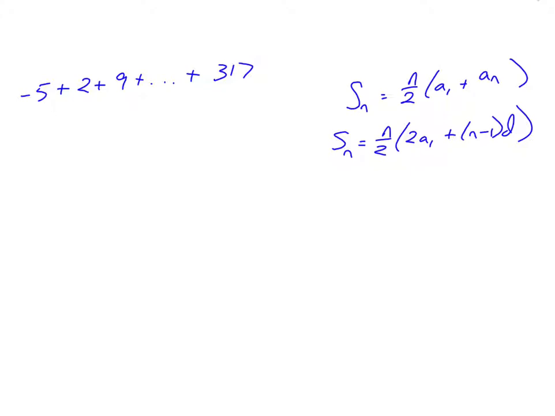And example number 2, I have negative 5 plus 2 plus 9 plus dot dot dot plus 317. You did the first formula because we know a sub n? The first one because I have a sub n, that is correct. But what do I not know right now? How many terms. I don't know how many terms there are. So how do I find out how many terms there are? Solve for n.